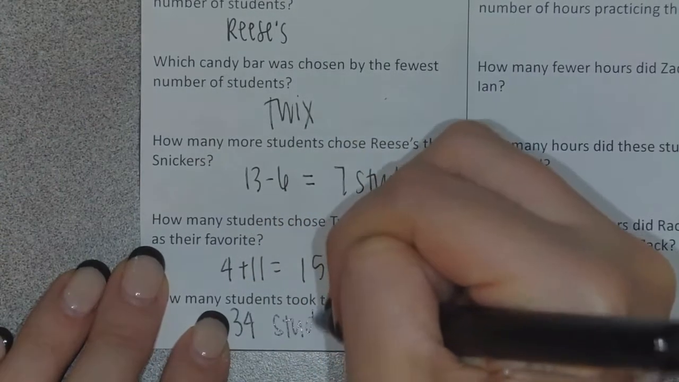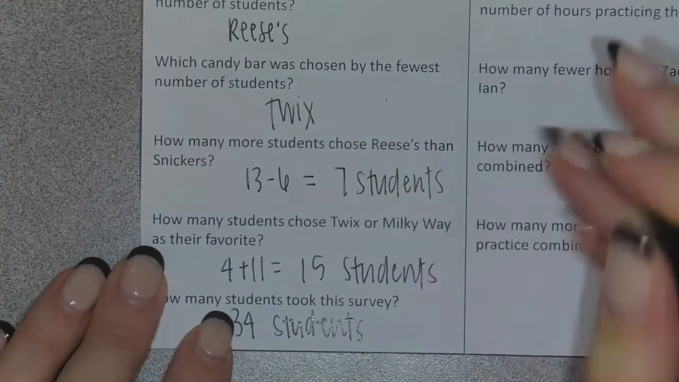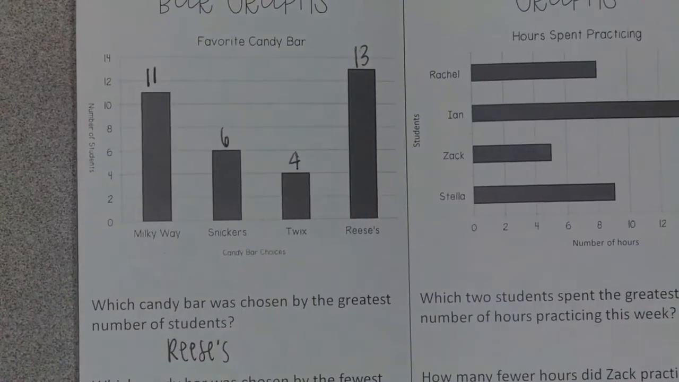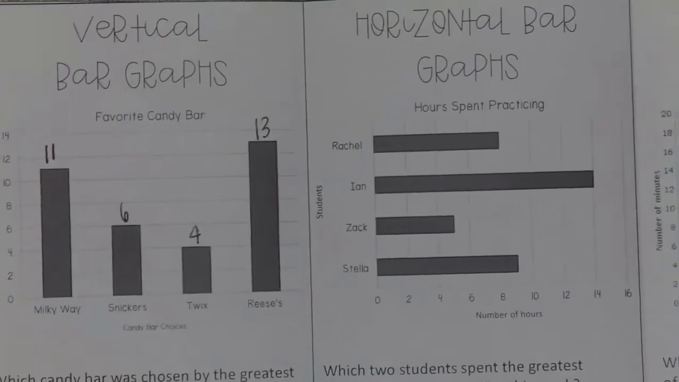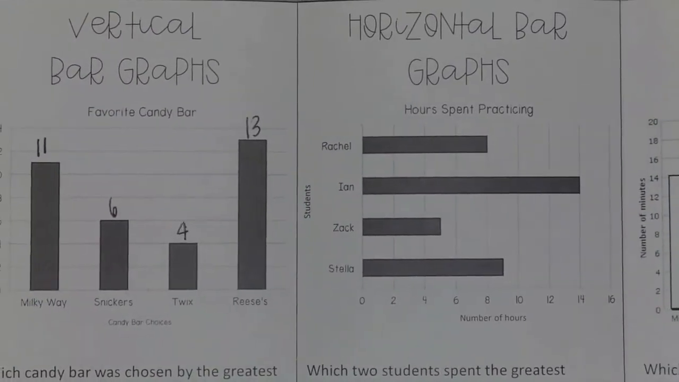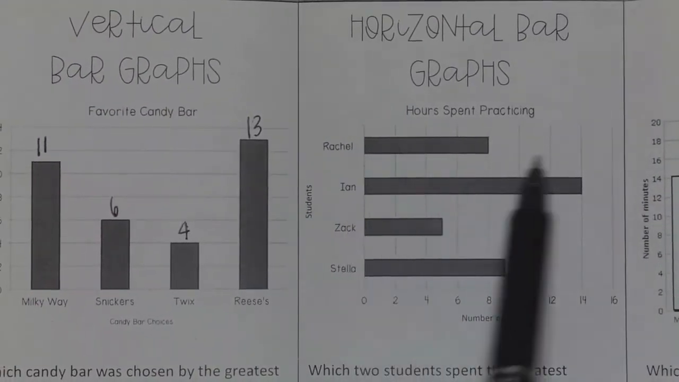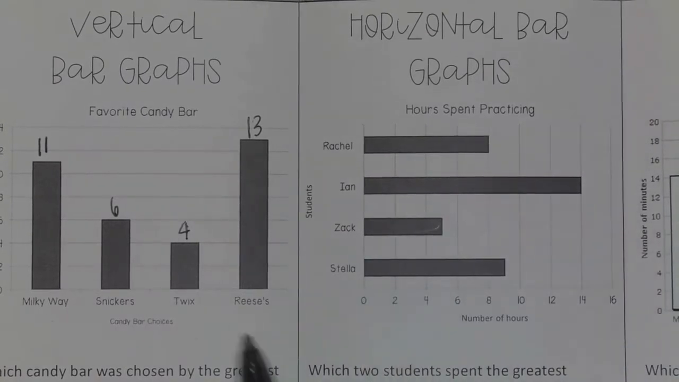So just by looking at our title, our labels of our axes, and labeling those bars, we were able to get a lot of information and interpret that data. Our next type of bar graph is a horizontal bar graph. Horizontal because our bars this time are going horizontal.